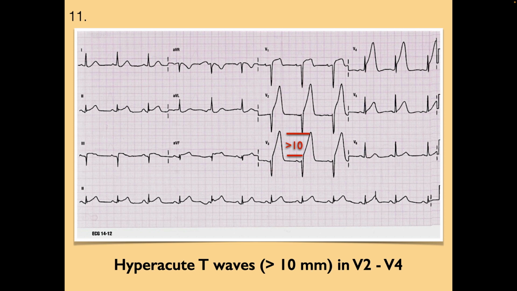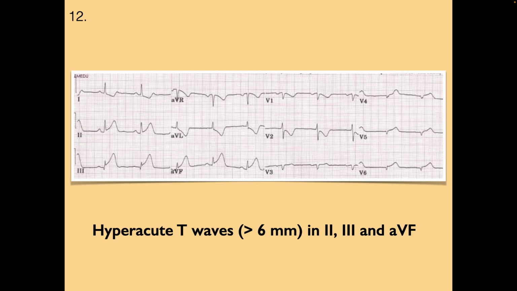Now, hyperacute T's, by the definition we're using today, are greater than 10 millimeters in the V leads. What do they have to be in the limb leads? What did I say? 6. Okay. The V lead hyperacute T's are going to jump out at you because 10 is big. The limb lead ones you're going to have to really look for because they just don't appear that big. But if you look at this, measured from the J point, it's greater than 6. Okay, so those are also hyperacute T's.